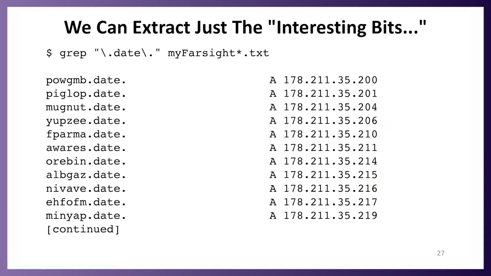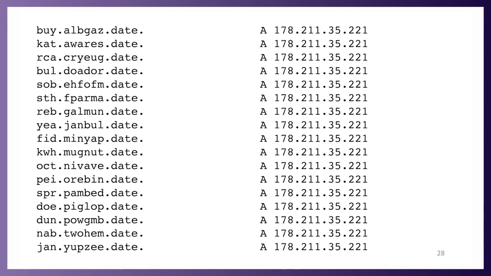We can take just the interesting bits from that output by using the Unix search, or grep, command to search just for things that include .date. You can see that it includes a number of different domains on .200, .201, .204, .206, and so forth. And this actually goes on for quite a range. Here are some more of those. In this case, there are a large number of domains that are all on .221.